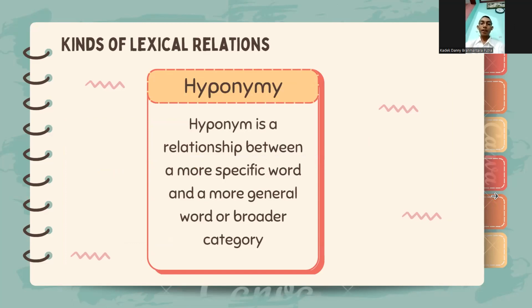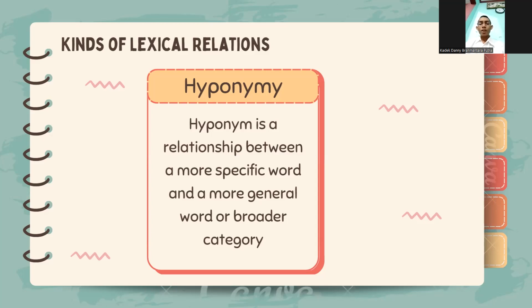Okay. And the last of the kinds of lexical relations is hyponymy. Hyponymy is a relationship between a more specific word and a more general word or broader category. In a hyponymy relationship, a more specific or concrete word is called a hyponym, while a more general or abstract word is called a hypernym.